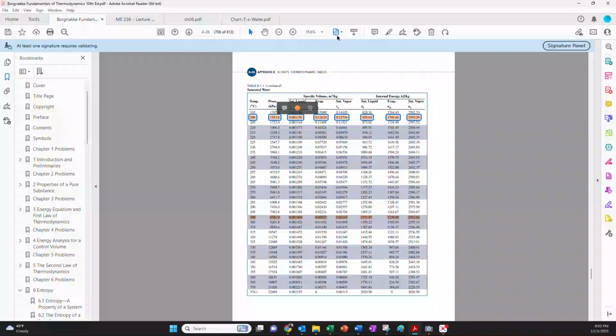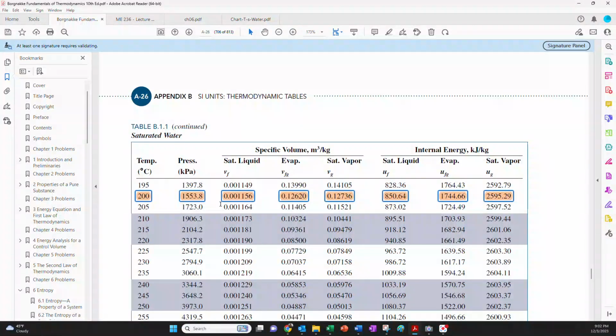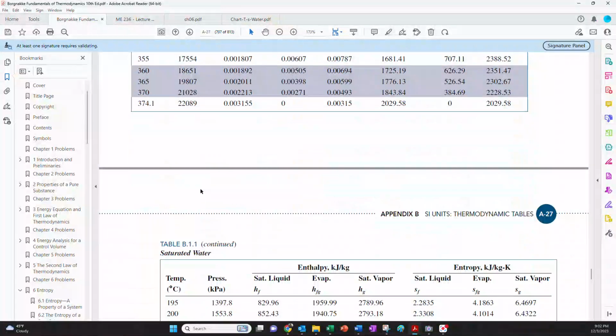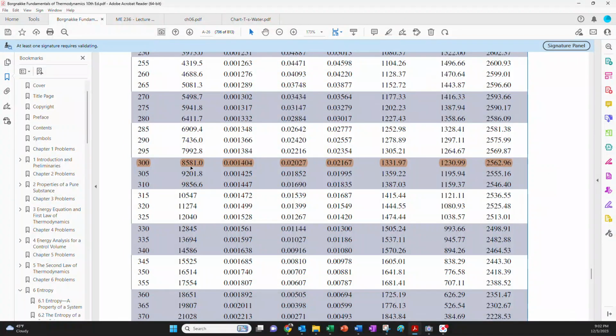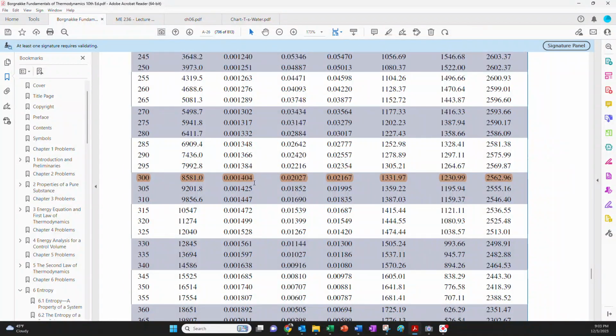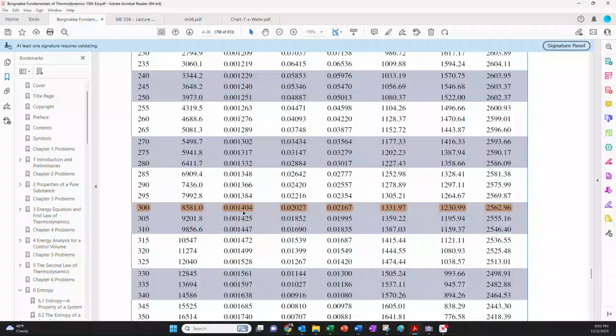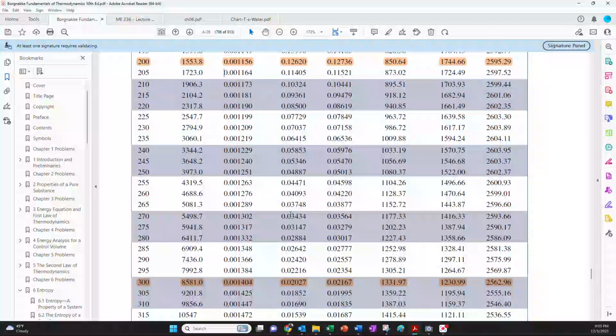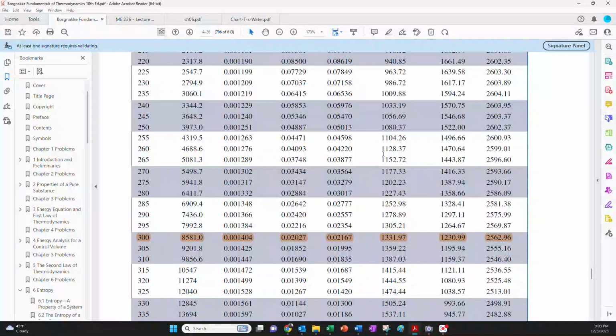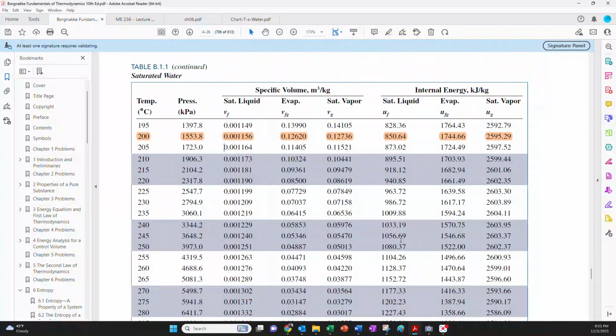So we could just take a look at it. First off, we know the pressure right there should be at 300 degrees. I apologize, 300 degrees. So here you go, 300 degrees. Here's the pressure, and here's the specific volume, though I don't think I asked for the volume. We do want the internal energy, so that's one we're going to write down: 1,331.97 for the fluid.